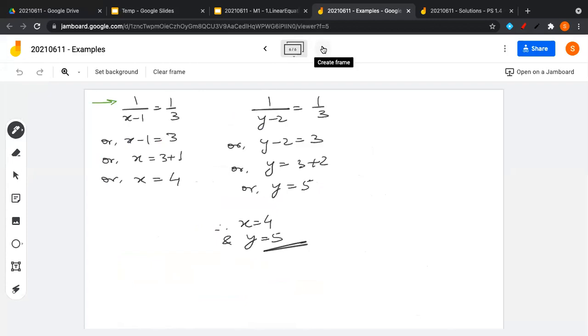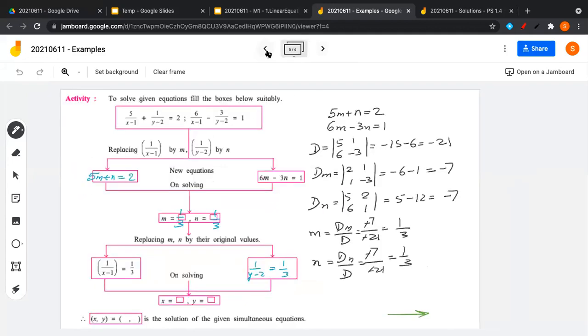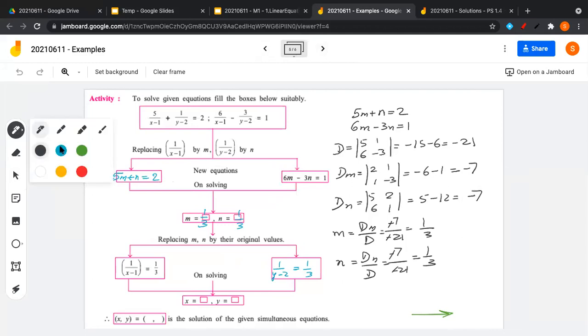These are the three types of equations which will be non-linear, but we can convert them into two linear equations and solve them as simultaneous linear equations. In the first one, we simply had x and y as the denominator. In the second one, we had x plus y and x minus y as the denominator. And in the third one, we have x plus something and y plus something as the denominator. That is all.